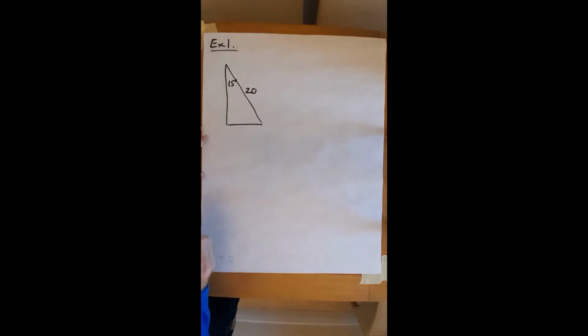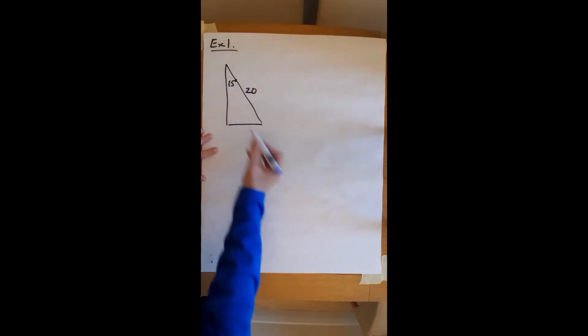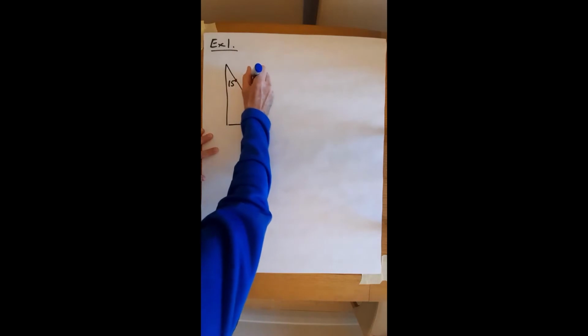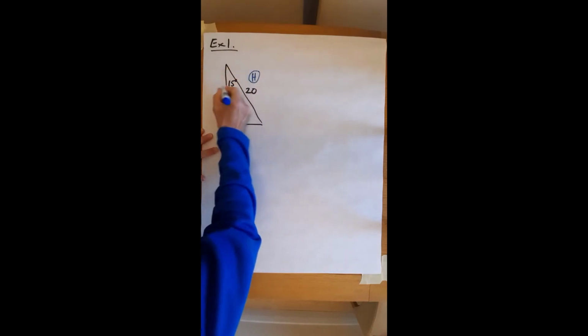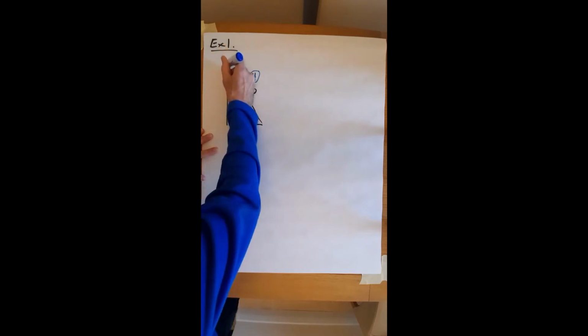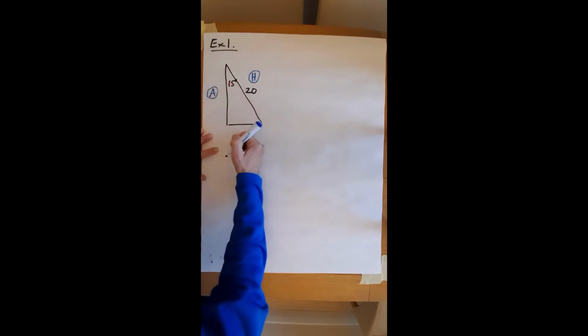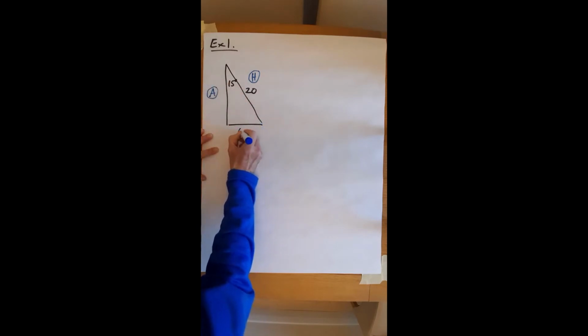Example 1. So in example 1, you're asked to find the opposite side. So step 1 is to label up this triangle. This is the longest side, so this is our hypotenuse. Here's our angle, 15 degrees. So this side is next to it. That makes this adjacent. And this side is the one we want to find. This is opposite the angle.